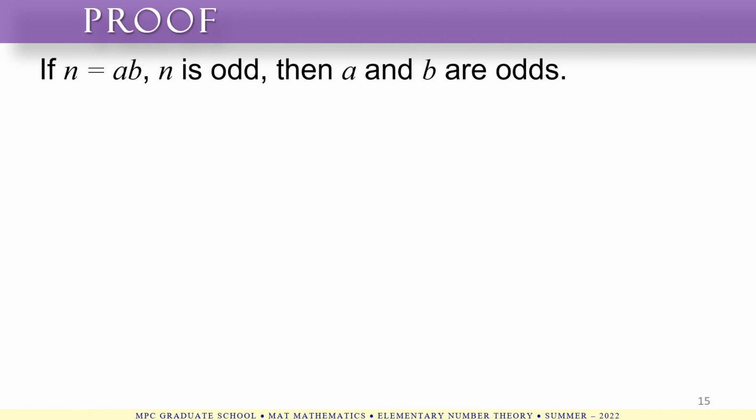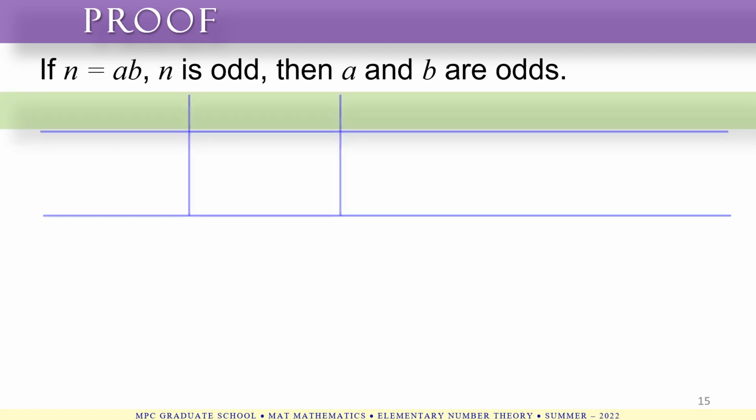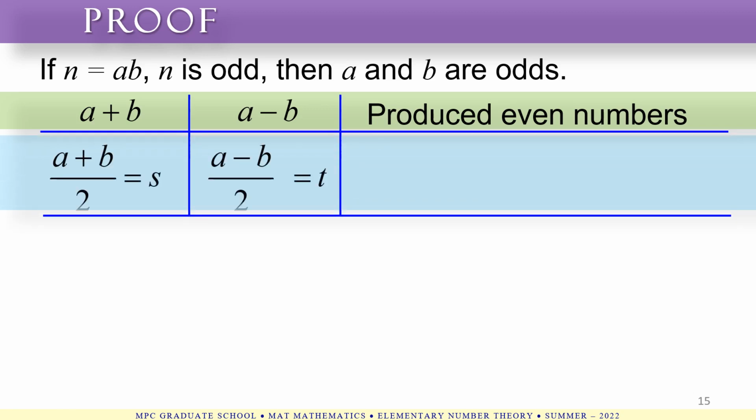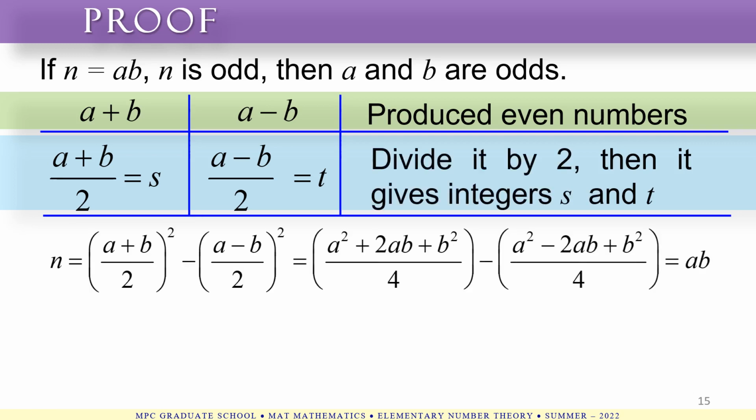This is the proof of Fermat's factorization. If n is equal to the product of a and b and n is odd, then a and b are odds. Let's say that a plus b and a minus b produce even numbers. Now, if (a plus b) over 2 is equal to s, and (a minus b) over 2 is equal to t, then we will have n is equal to the difference of the squares of (a plus b) over 2 and (a minus b) over 2.